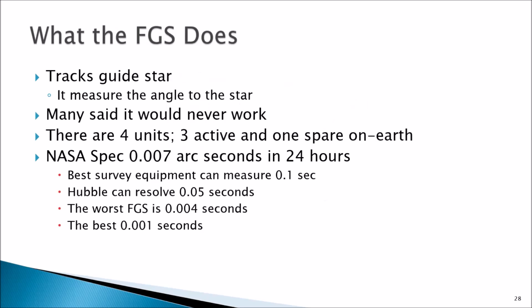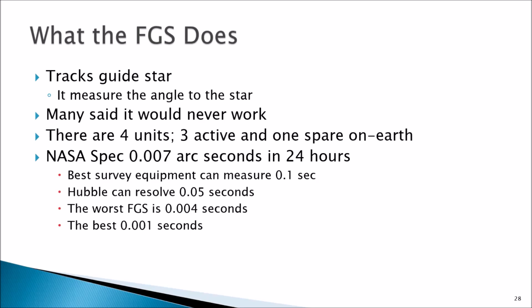NASA gave us a catalog of guide stars that we had to use to keep the telescope pointing correctly. And what the fine guidance sensor would do is it would find one of these guide stars and measure the angle of the telescope to that star. And it would report that to the gyro systems, which would correct the telescope and bring it back in alignment. Many of the people that came to review what we were doing said, "Oh, this is never going to work. This is too complicated. It's just not going to do it."